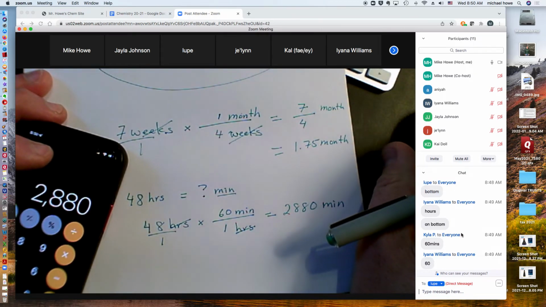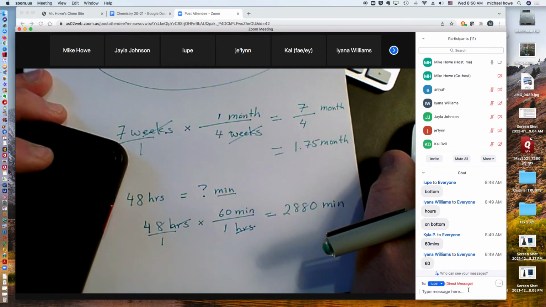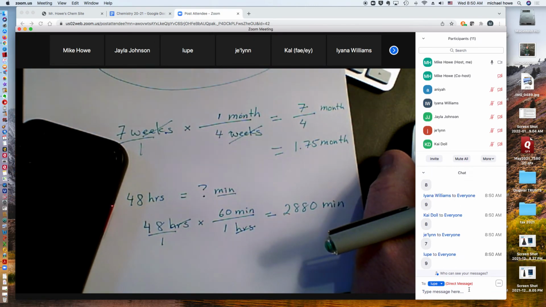Okay, once again, scale of 1 to 10. Tell me how we're doing. Keep going. I see 2 people, 3 responses, 4 responses. But there's more than 4 of us here.